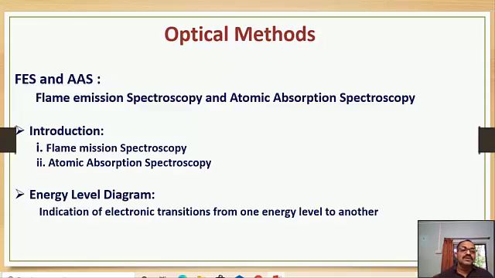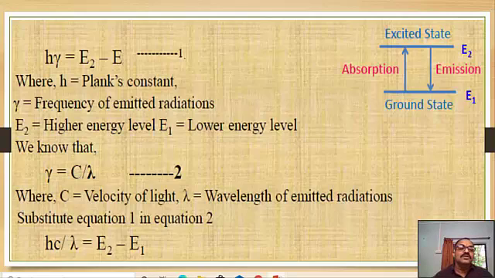Now we have to see what the energy level diagram is. Now see, in case of sodium, we have the valence shell, that is the third one, and the valence electron is present in the 3s orbital.